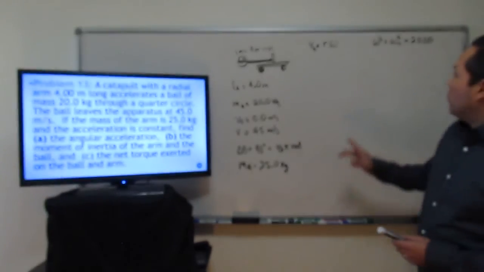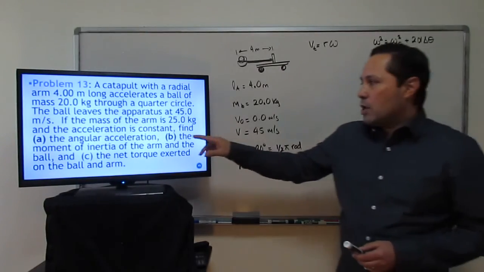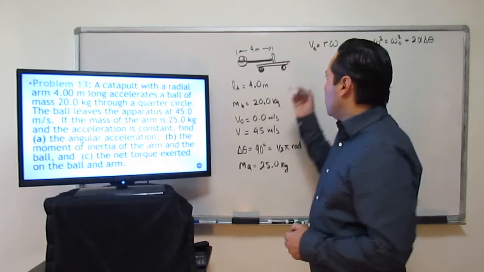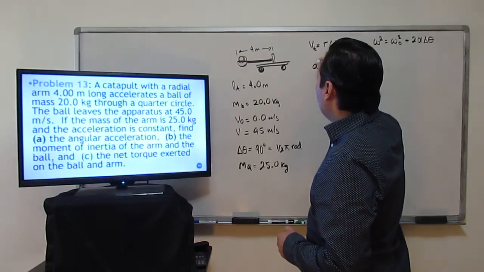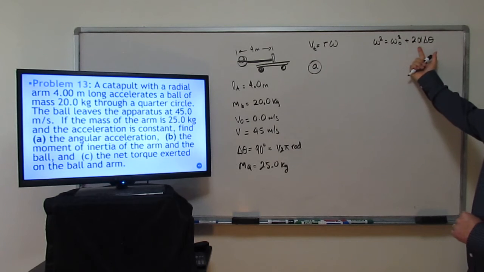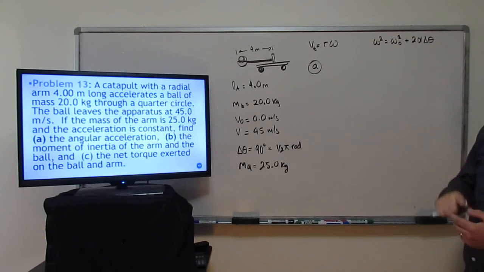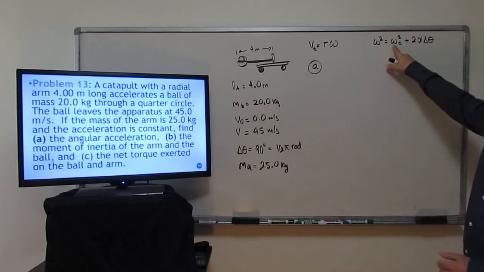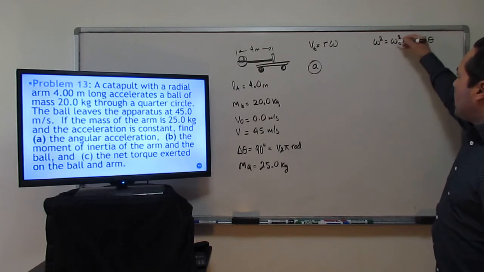Now, formulas. First of all, letter A, they ask us to find the angular acceleration. So that's going to be our first goal. We're looking for this alpha right here, so we need to isolate it. All right, so let's get to work on this formula. First of all, the initial velocity was 0, so we can go ahead and ignore it.